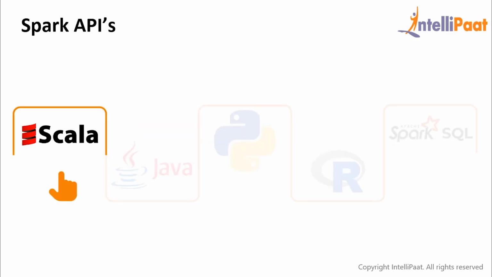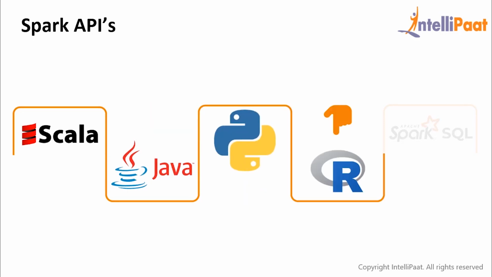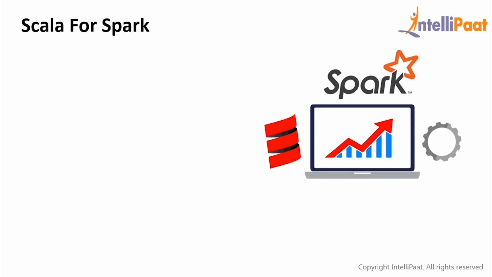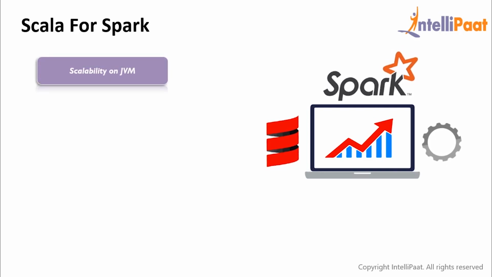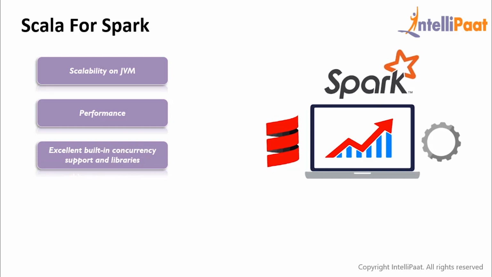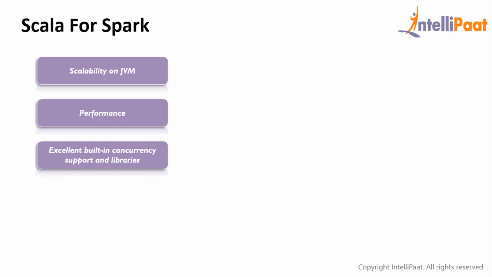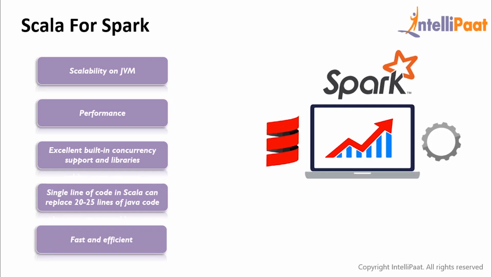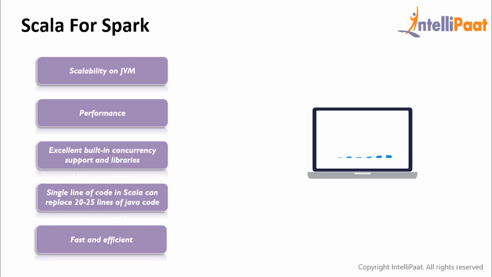So Apache Spark code can be written in Scala, Java, Python, and R, and we can also write SQL queries with Spark. But the most preferred language along with Spark is Scala. So let's have a look at some of the features of Scala. So Scala provides scalability on the Java Virtual Machine, and its performance is also really high when compared to others. Scala also provides excellent built-in concurrency support and libraries. And well, a single line of code in Scala can replace 20 to 25 lines of Java code. And Spark is also extremely fast and efficient.